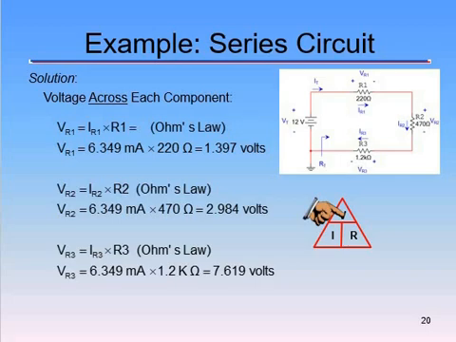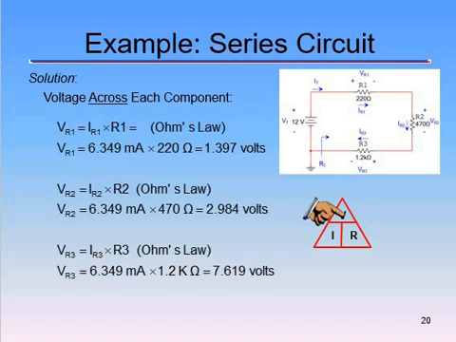Now we have to take the voltage drop across resistor 2. Same current, 6.349 milliamps. Make sure you're using amps, so 0.006349. This time we're going to take that and multiply it by 470. So that times 470 is 2.98 volts.